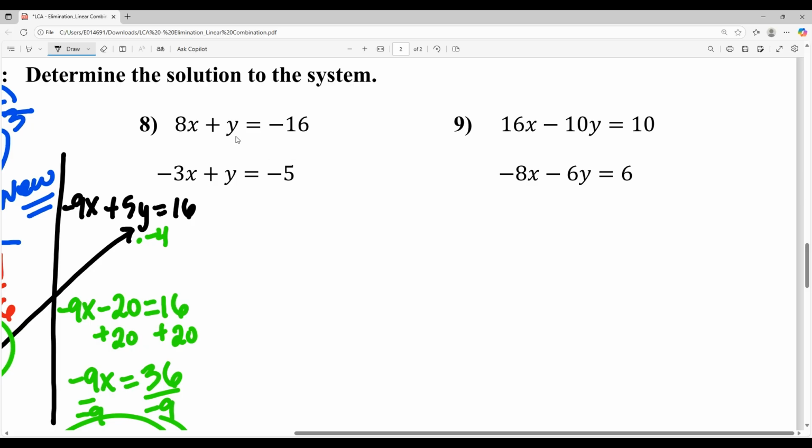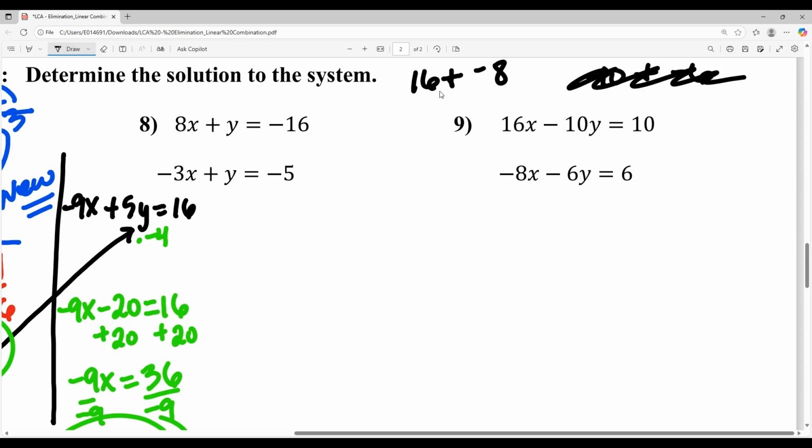Okay, number 8, you're looking at the y's. All you got to do is create them opposite. So I'm going to multiply one of them by negative 1. Okay, now let's look at number 9. I'm going to get you started on number 9, and then let you work it out. Again, I'm looking at the coefficients. You're looking at 16 and negative 8. You're looking at negative 10 and negative 6. Negative 10 and negative 6, we'd have to turn it into 60. Does that make sense? So I don't want to use that one.